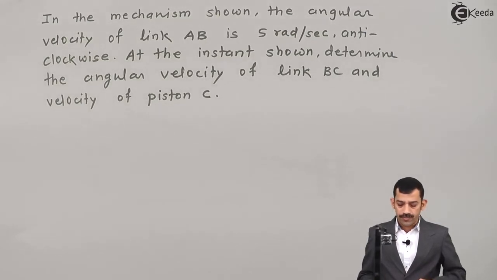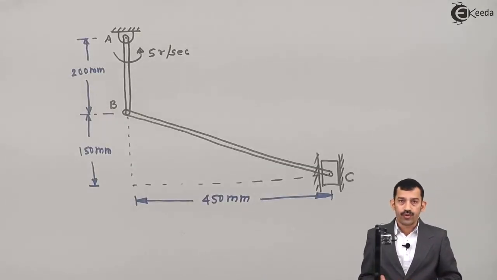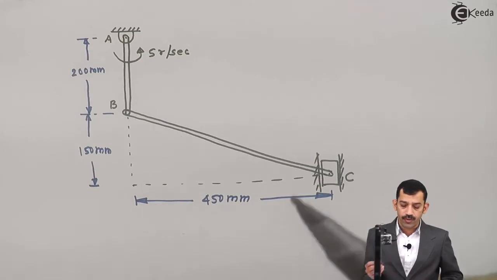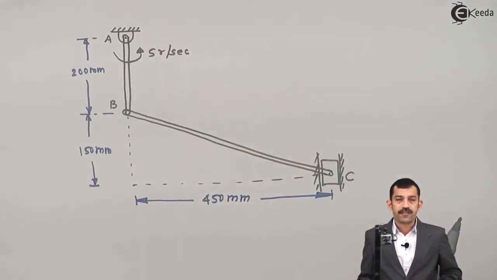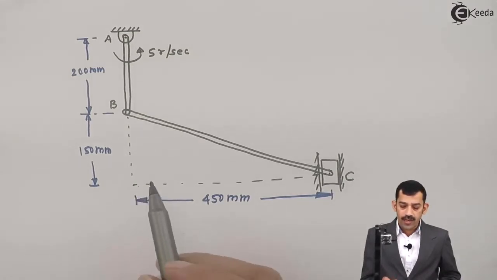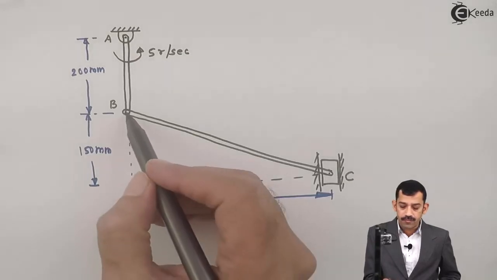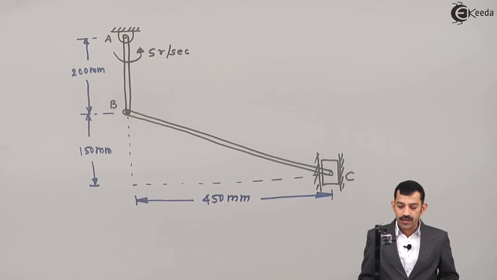What is given in the problem? Just see in the figure. Link AB is given. Which one? Hinge supported at A, and this one is a hinge support. It is a fixed center of rotation. That means rod AB performs pure rotational motion. At the end of rod AB, bar BC is pin connected at B, and at the end of this rod BC, here one slider or you can say piston is connected.